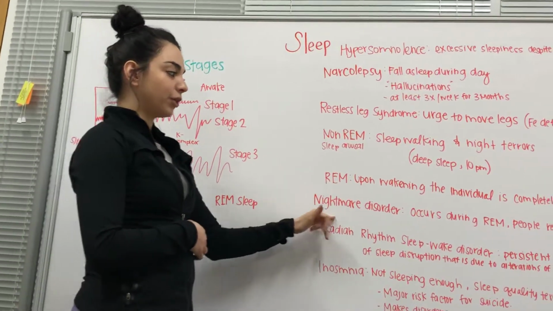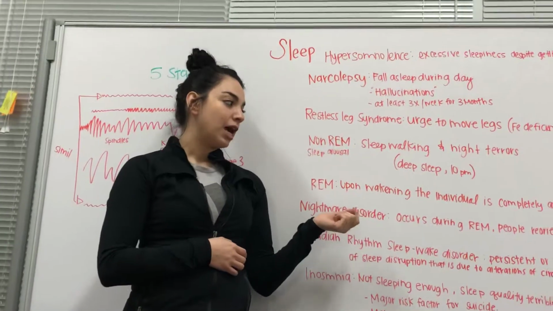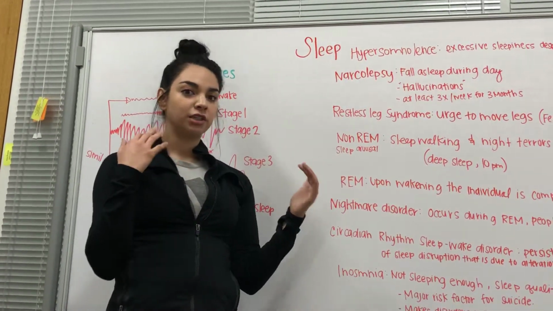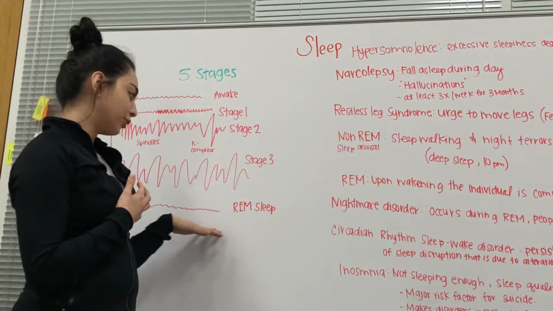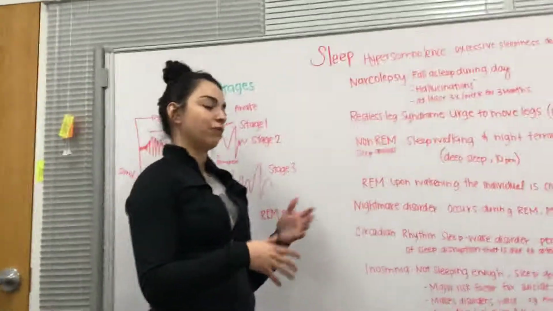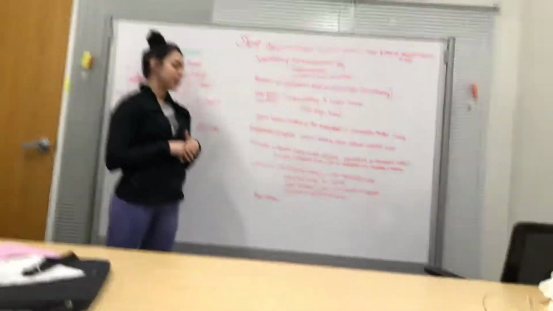We have nightmare disorder. This occurs during REM, and people reorient well. That means they're having this nightmare, and they're able to visualize it because it's more towards that time where you're getting ready to wake up. Once you awaken them, they can orient really quickly because they're about to wake up anyway.